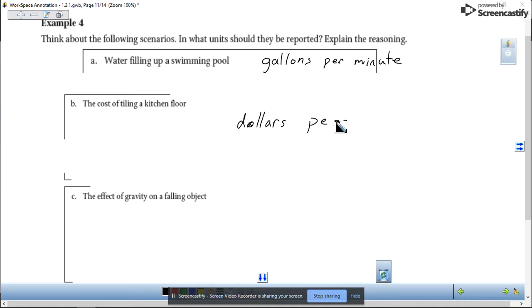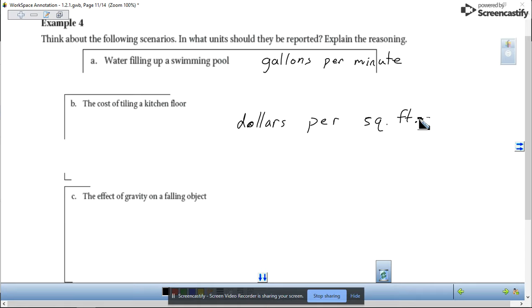So dollars per... you could do dollars per tile, but it's honestly probably better to say dollars per square foot, because you're going to do it based on the square footage of the house. And you can abbreviate square foot. Okay? All right.